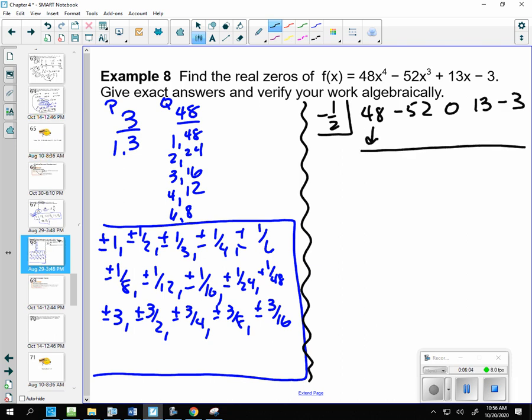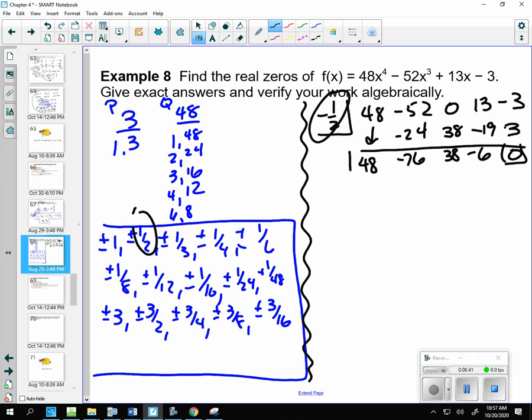Notice that I put a 0 in for the x squared that wasn't there. So the first one gets pulled down, multiply, add, multiply, add, multiply, add, and then multiply again, and add. Notice it ended up being a 0. So that one works. Okay, and notice it's over here on the list. It's right over here, positive a half or negative a half.